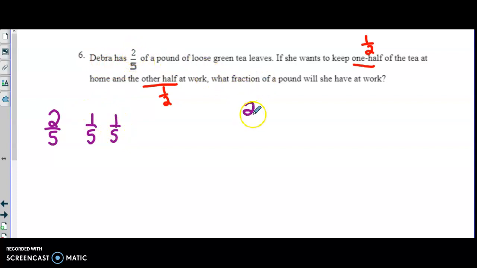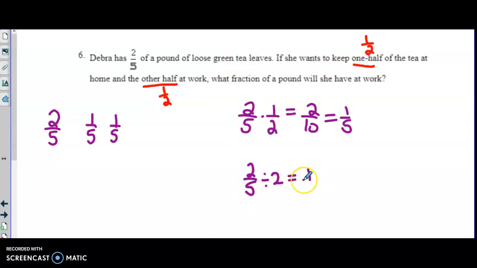Or you could say 2/5, we want half of 2/5, and half of 2/5 means 2/5 times 1/2. You could think of it this way. You would get 2 over 10, which reduces to 1/5. Or you could say, okay, if I'm getting half of it, I want to divide it by 2. So you could say 2/5 divided by 2. Any way you do this, you're going to get your final answer is 1/5. Half of 2/5 is 1/5.